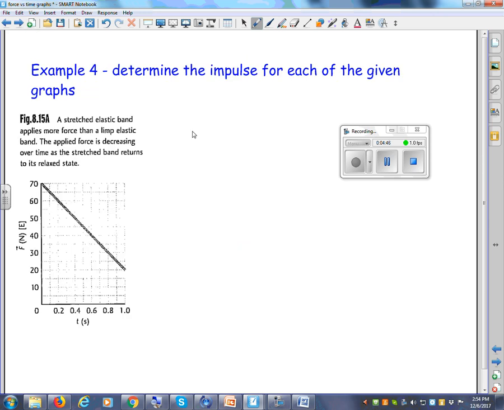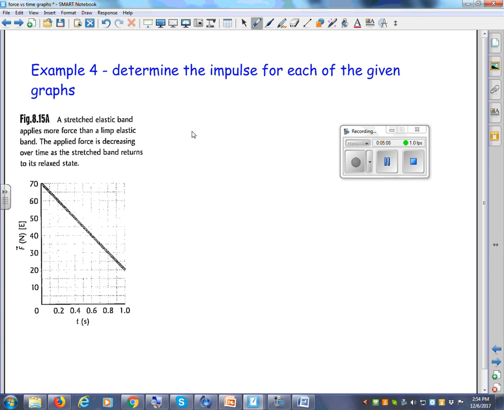Okay, so it says example 4. I don't know why it says example 4. It's probably in a larger section in the textbook, but here's one here. Here we have a stretched elastic band that applies more force than an Olympic elastic band. The applied force is decreasing over time as the stretch band returns to its relaxed state. So as you stretch it out and apply the force, but then as it kind of comes back together, it applies less and less force.